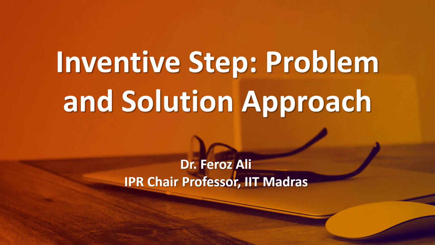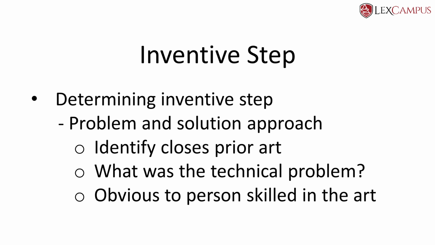Problem and solution approach. The problem and solution approach is to look at the invention as a solution to an existing problem. There was an existing problem, and that problem could not be solved by the person skilled in the art in that particular field. Either it existed for a long time, or people were repeatedly trying to solve that problem and they were unsuccessful.